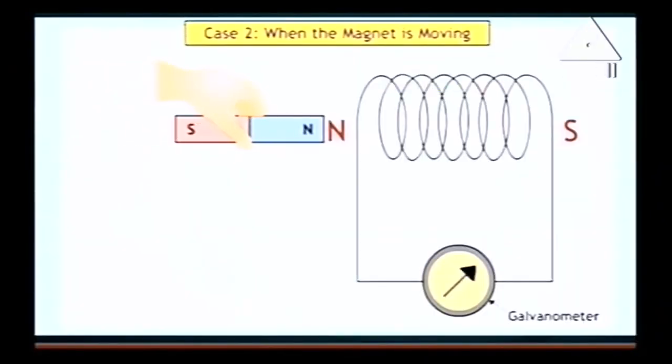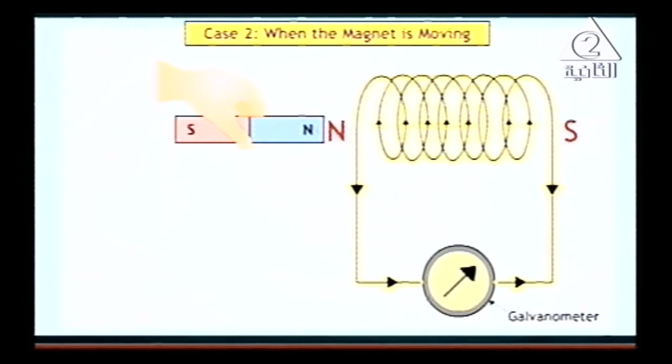Here in front of you we've got a coil of many turns connected to a center zero galvanometer. A magnet is plunged into the coil with the north pole facing the coil. When the north pole of a magnet is pushed into the coil, the induced current in the coil flows in a direction such as to produce a north pole at the end of the coil facing the north pole of the magnet. Why?